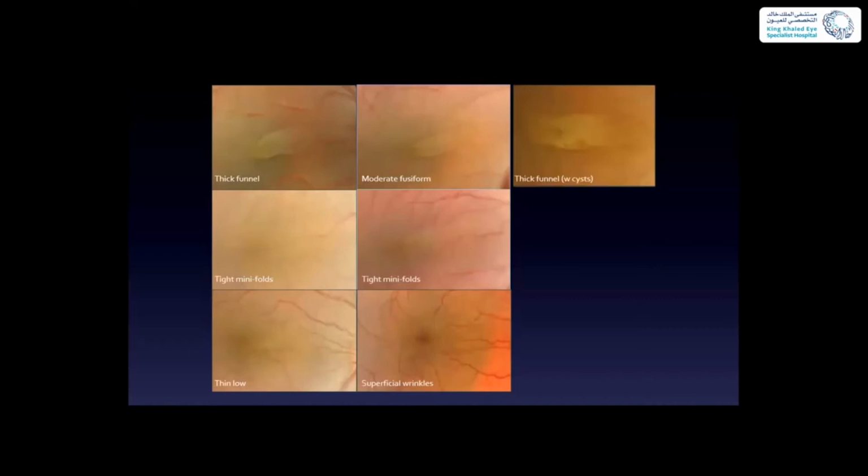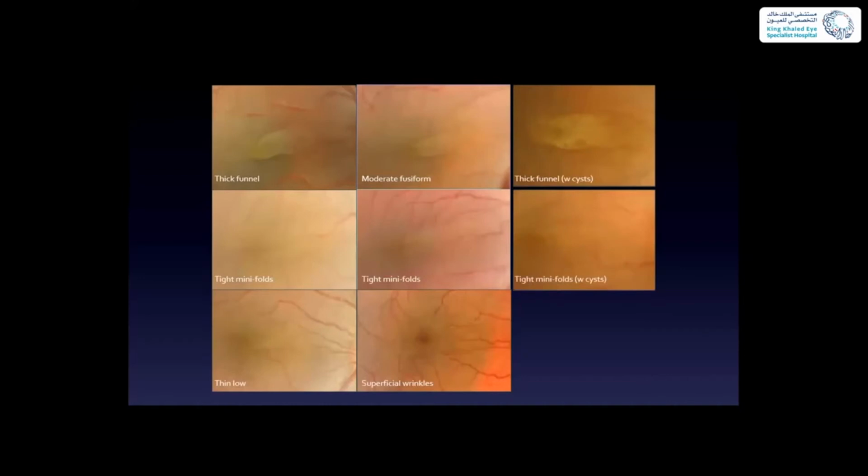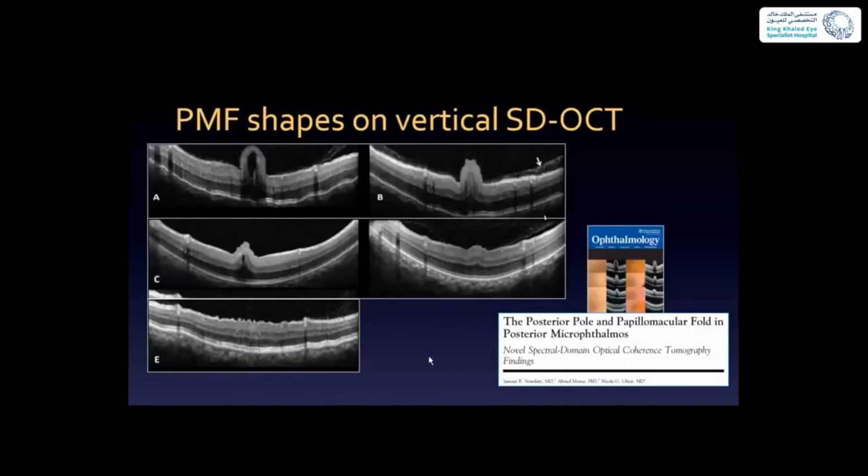And more so, you can be thrown off if you have these cysts in the papillomacular fold, thinking that this could represent macular edema. The vertical scan is very helpful because it can show you all kinds of shapes of these folds and put them into perspective. You can find these very high folds versus the low dome-shaped folds, or even the wrinkles.